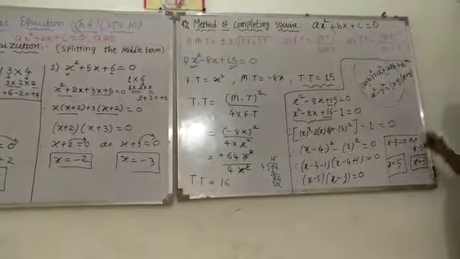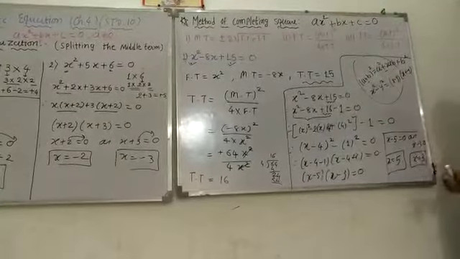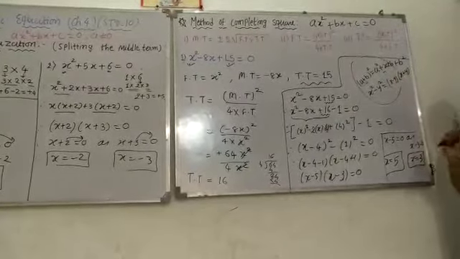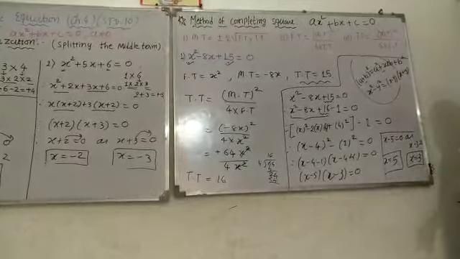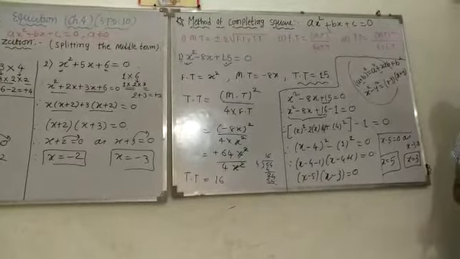For the completing square method, you should memorize these two formulas: a plus b whole square, a minus b whole square, as well as x square minus y square, or a square minus b square.